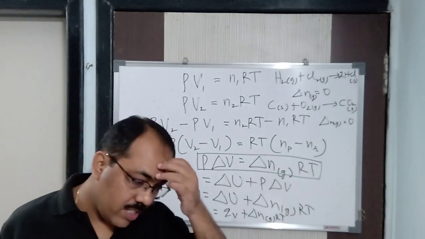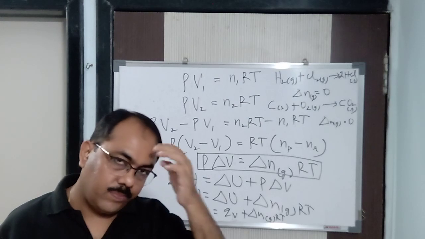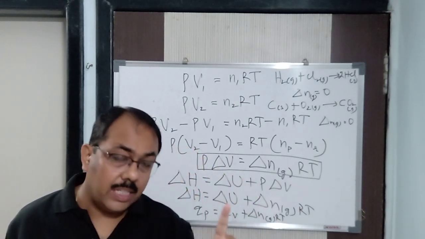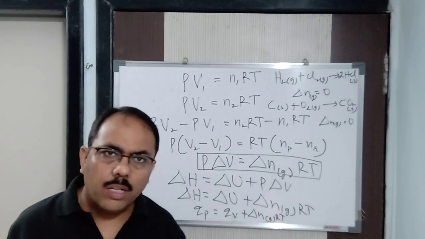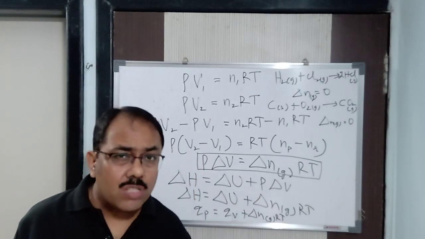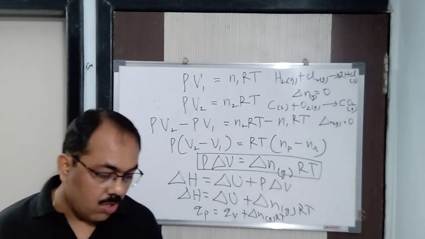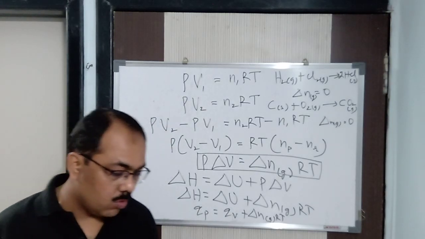Now, when a reaction is carried out in a closed vessel, remember it, the volume remains constant. Del V is also 0. When it is carried out in a closed vessel, the initial and final volume remain the same. So del V is also 0 in that particular case.